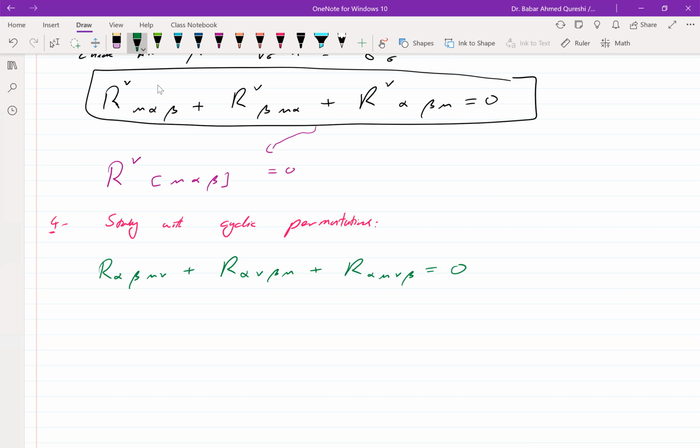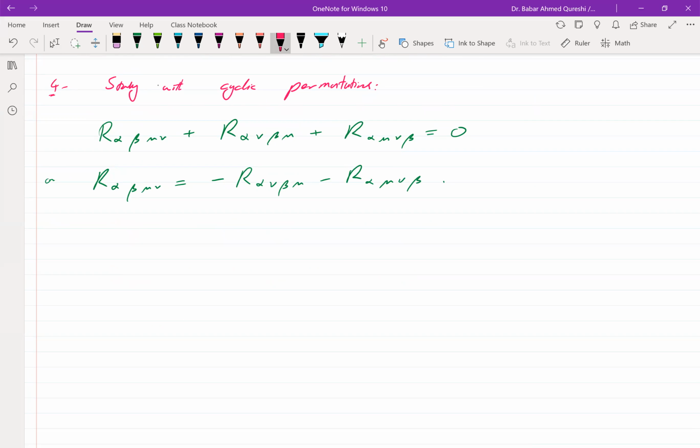So I bring these to the other side. Many times what you can do, if you are given one component, you can replace it with a sum of two by just doing the cyclic and putting a minus sign. Alpha mu nu beta. Now I can remove this minus sign by flipping the first two.